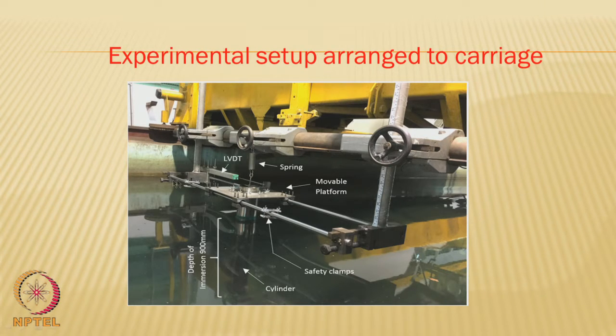The safety clamps will hold down the cylinder to the assembly, and LVDT is being used to measure the response of the cylinder in the transverse direction, and now this is attached to the assembly and the carriage is going to move, where we are going to measure the response of the cylinder under the vortex induced motion.